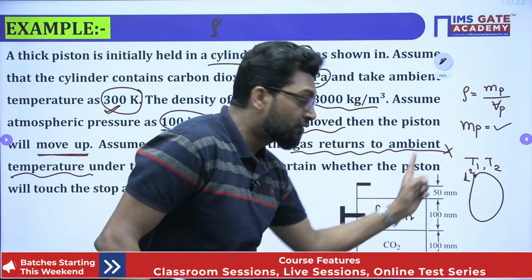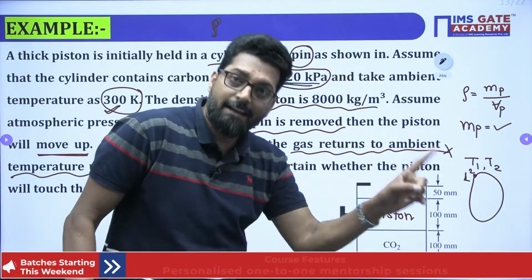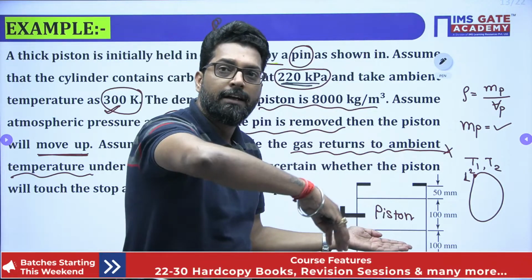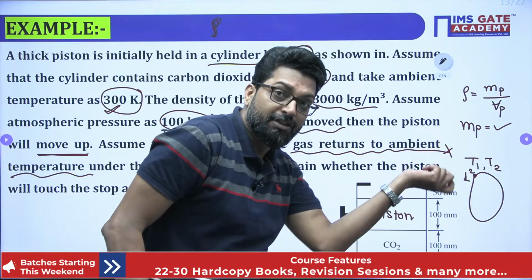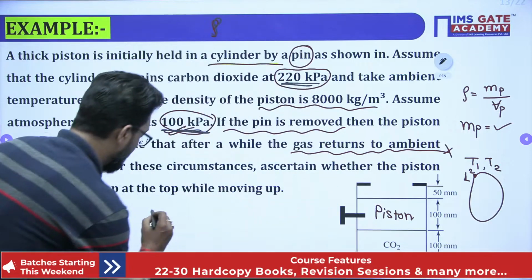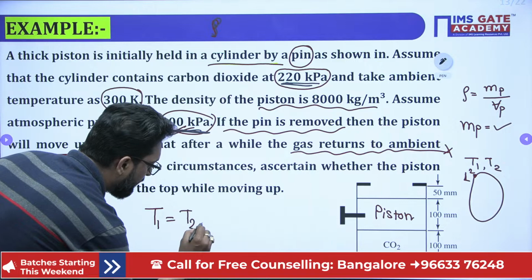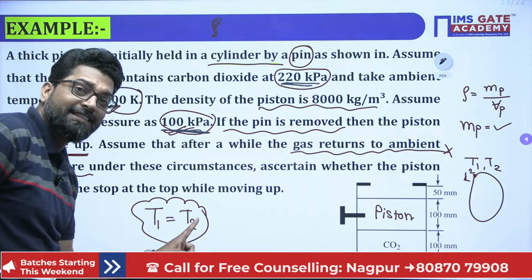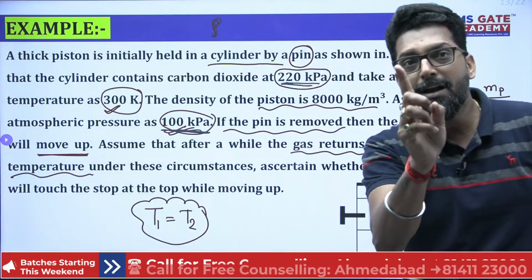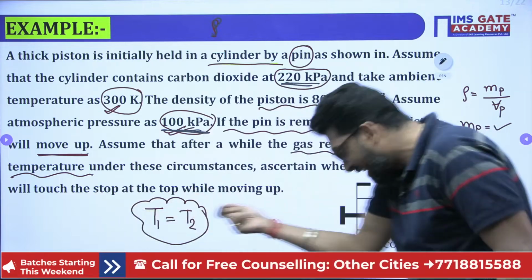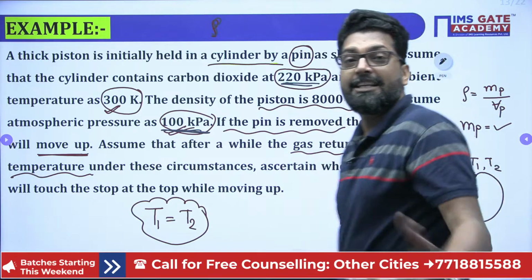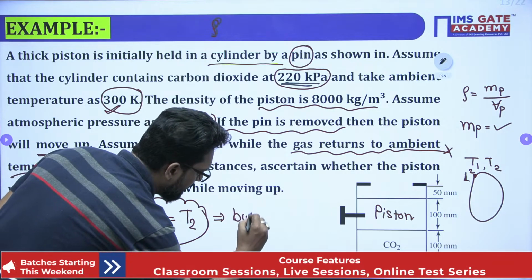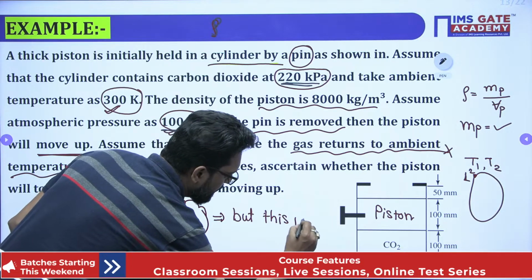My dear, it need not be isothermal. That means the initial and final properties are the same. It says that when the pin is ejected, the gas returns to its initial temperature. That means T2 is equal to T1, but if T1 is equal to T2, we cannot say that this is an isothermal process. Why? Because the end points are the same, but in between we don't know. Isothermal process means throughout the process 1 to 2 there is the same temperature. So we cannot say that this process is isothermal. This is very clear: T1 equals T2, but we cannot say this is isothermal.